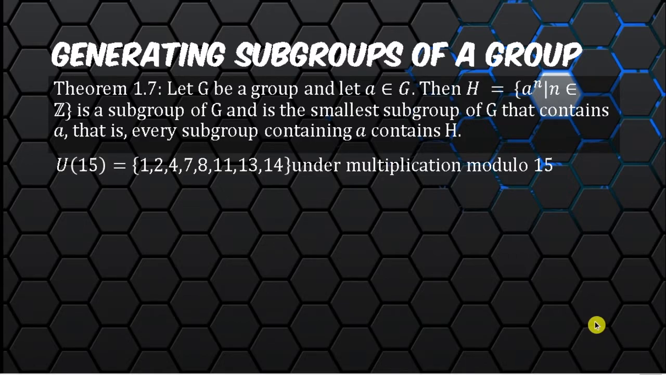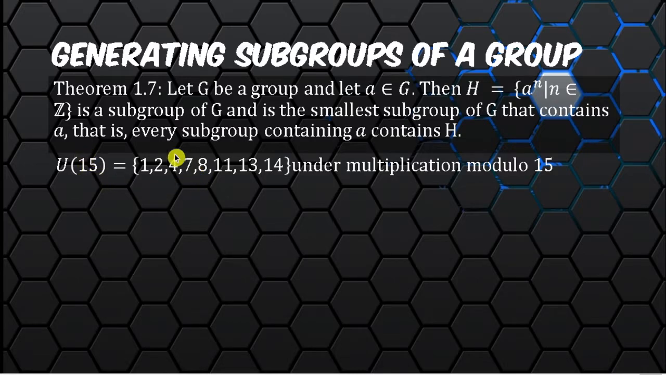Okay. Let's have another example. This time, our set is U of 15. Alam na natin kung ano 'to, no? The binary operation here is the multiplication modulo n. So since it's U of 15, that's modulo 15.